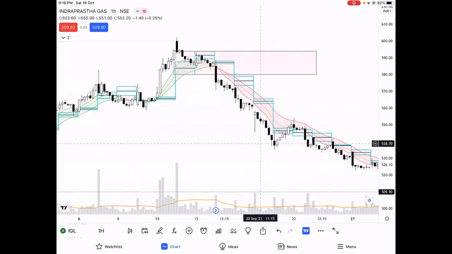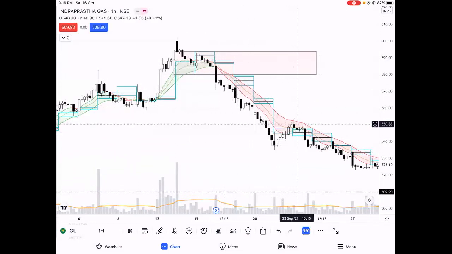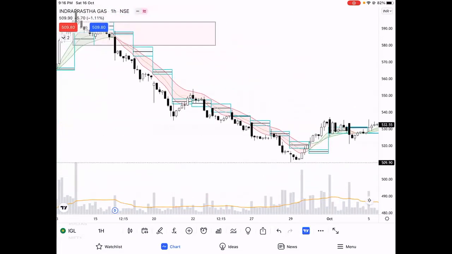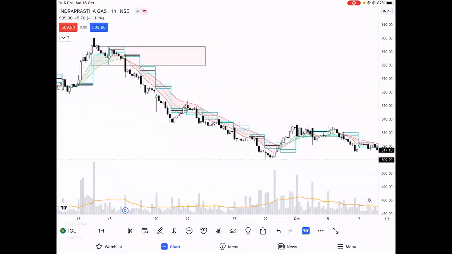So you can see the downtrend, it tried to reverse, but see, PEMA as a barrier, again downtrend. Now look what's happening. This is also interesting now.